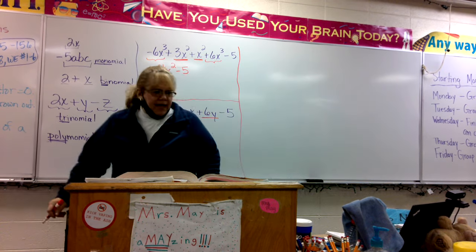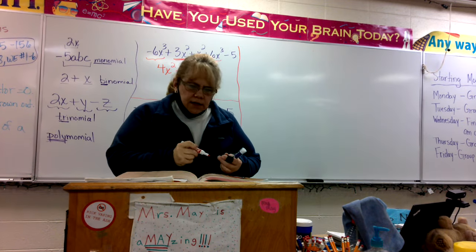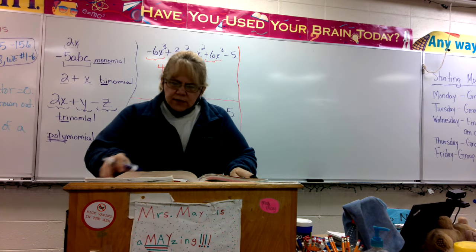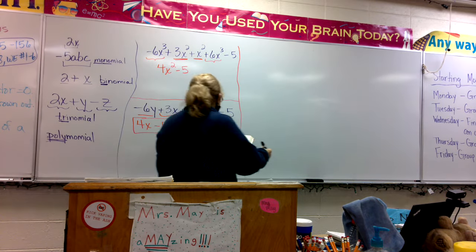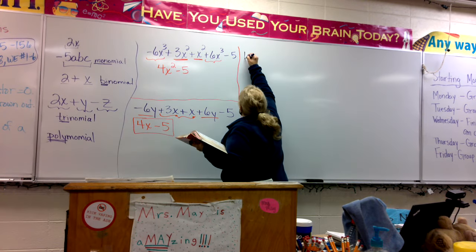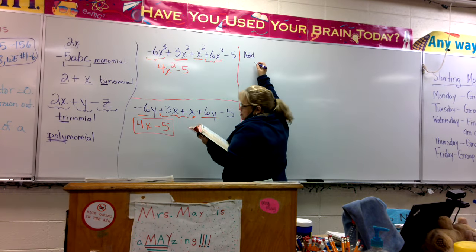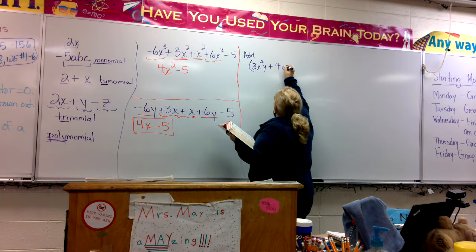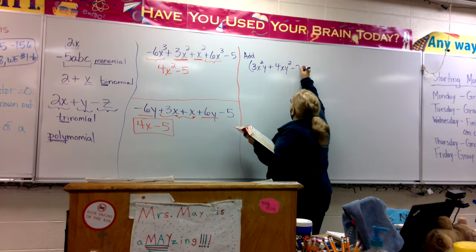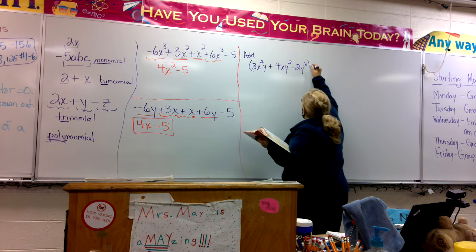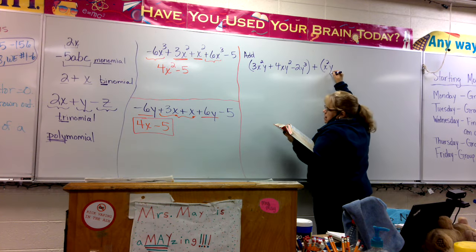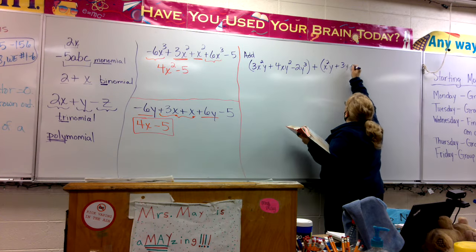So how about adding something like this? How about adding 3x squared y plus 4xy squared minus 2y to the third plus x squared y plus 3y to the third.